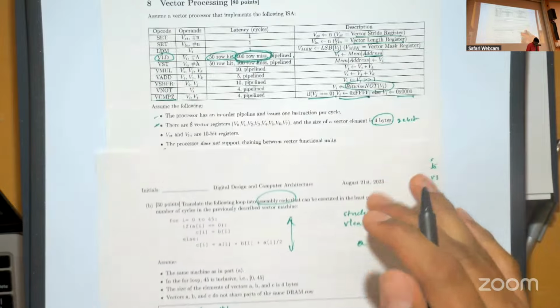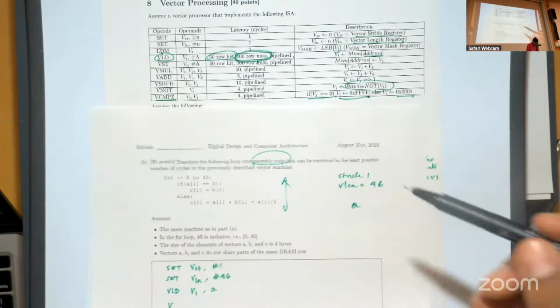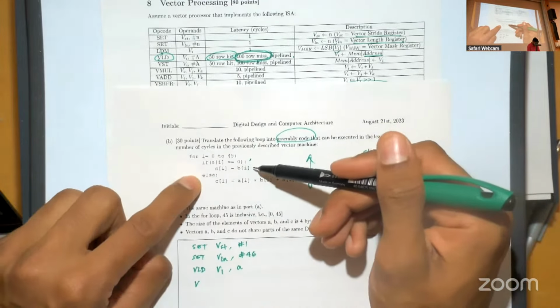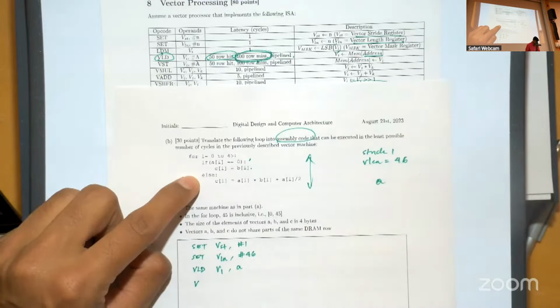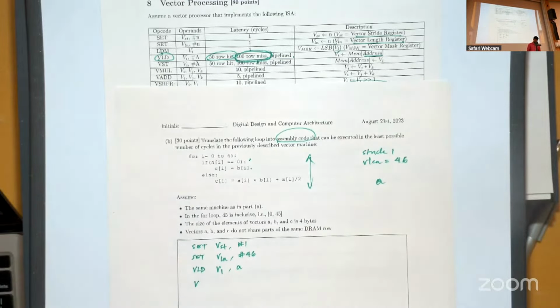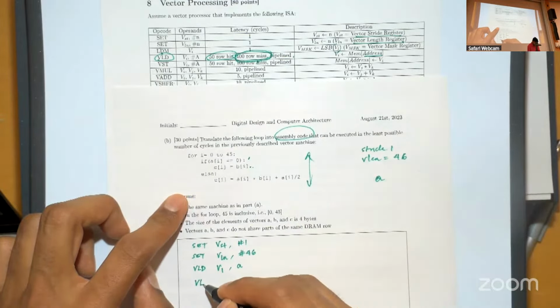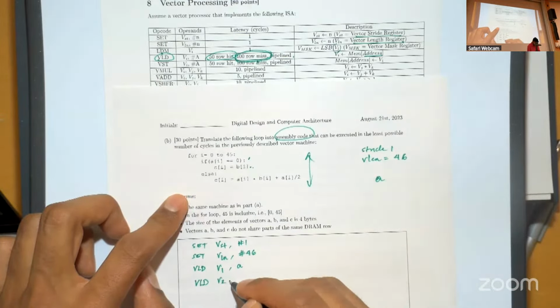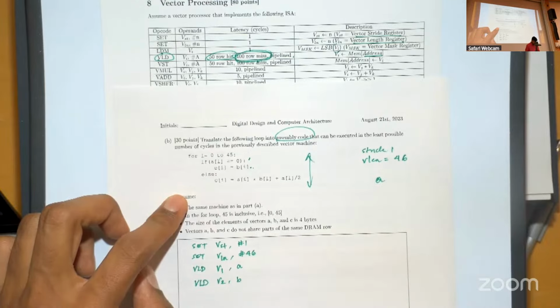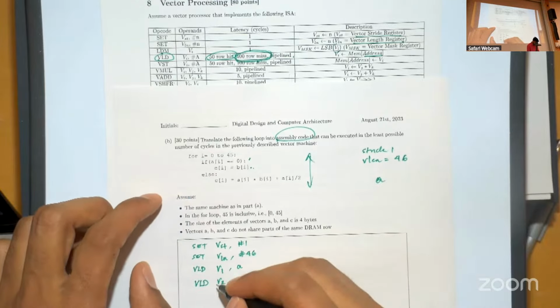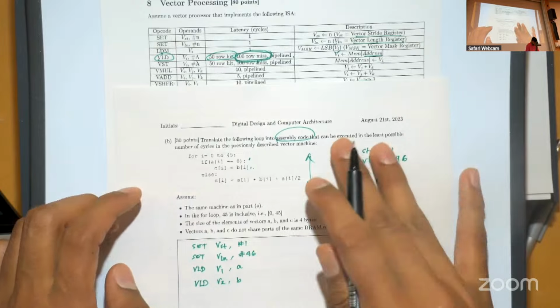Then the next, while this executes, you can fetch the data corresponding to vector B. So let's do that. We will load that data into B. We'll load that data into V2. We've loaded that as well.